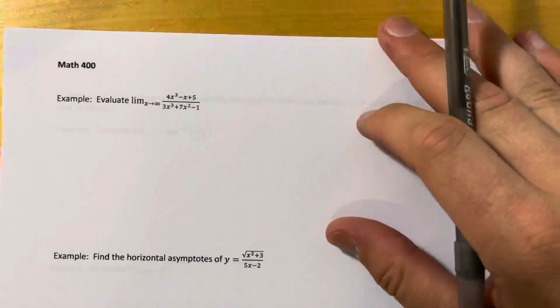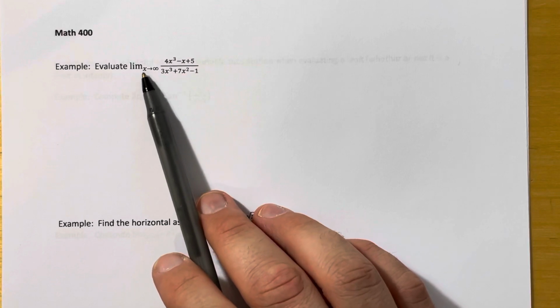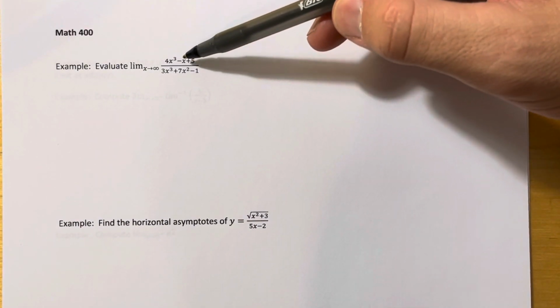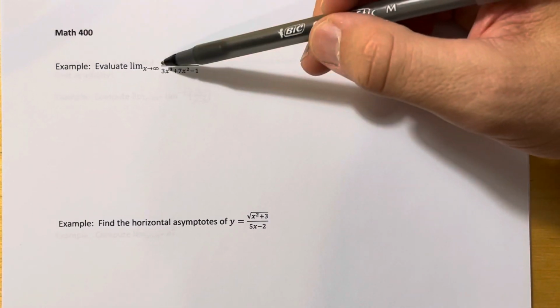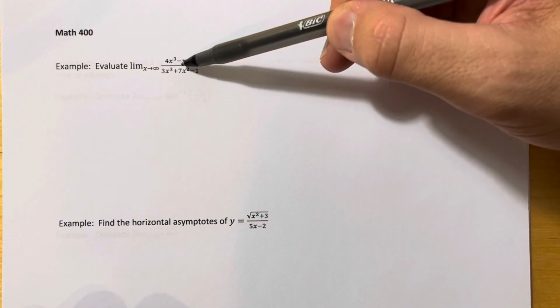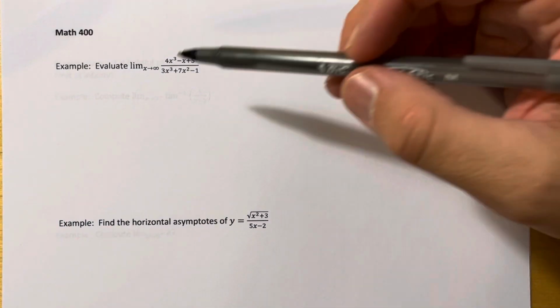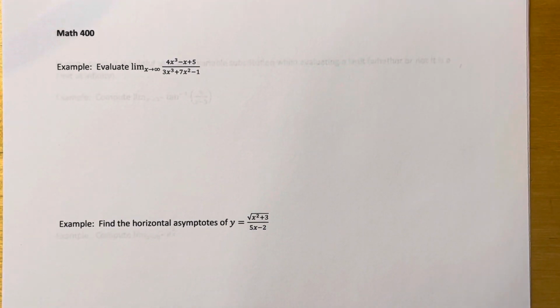So here's an example. I'd like to evaluate this limit. The limit as x approaches infinity of this cubic function, 4x cubed minus x plus 5, over another cubic function, 3x cubed plus 7x squared minus 1. Okay. Notice I don't have a graph to look at. So this is the first limit as x approaches infinity that we've looked at so far, where we can't come up with an answer from the graph.